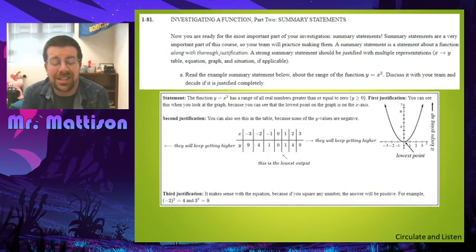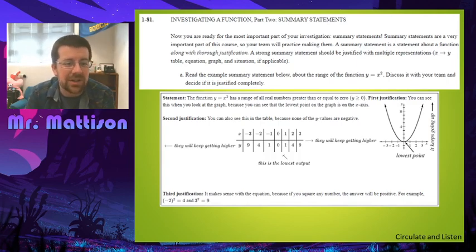You've probably done things that are similar to this in the past. It's basically just saying, hey, here's the things which we know, and here's some justifications for those things, for each part, for different types of functions or bits of info that we know. And we're going to be talking a lot about a lot of different types of graphs this year. So here's an example of a summary statement for a quadratic.